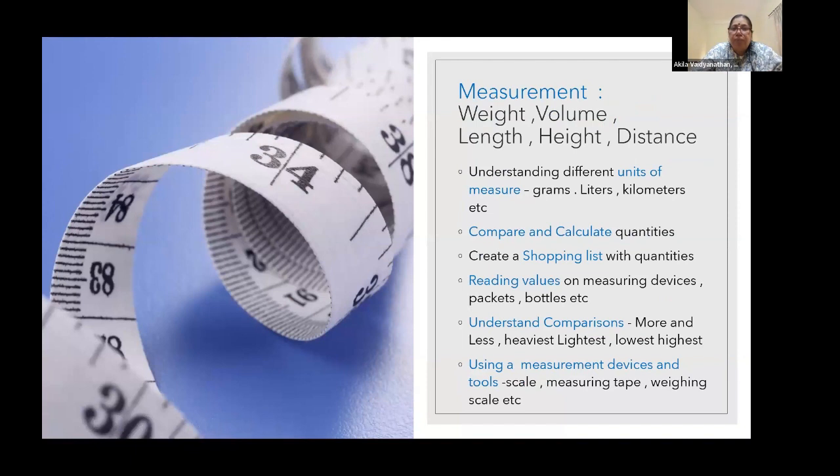Then we have the measurement. Understanding the different measures like grams and liters, and this is not just in theory. They will actually have to read, like I said, the labels of packets. They'll have to measure a bit and convert it. Maybe you don't have a weighing scale, then how do you convert from teaspoon to grams or ml? All this kind of thing will be part of this. To be able to compare and calculate the quantities, creating a shopping list, reading values on the measuring devices, packets, bottles, comparing what is more or less, heavy, light, lowest, highest, then using measuring devices like a scale, measuring tape, weighing scale, etc.